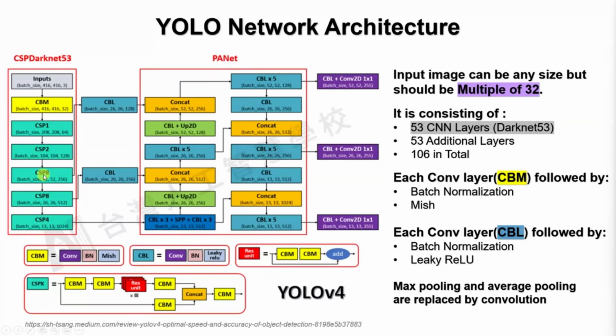There is also CSP, which is a combination of CBM and some residual blocks. And at last we get these 3 outputs. Usually we have 1 output, but in this case we have 3 outputs. Why there are 3 outputs, I'll be discussing very soon. One thing to note is that no pooling layer is used in this network. Instead of max pooling or average pooling, it is replaced by convolution. For example, for 2 by 2 max pooling, we just convolve with a 2 by 2 kernel with a stride of 1.